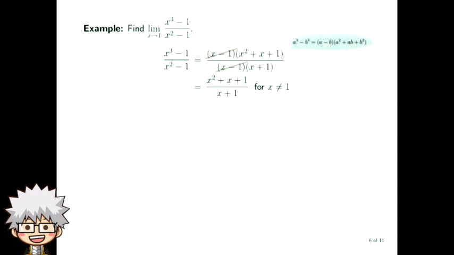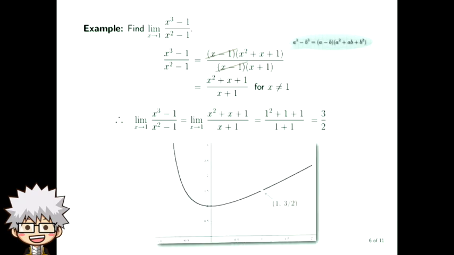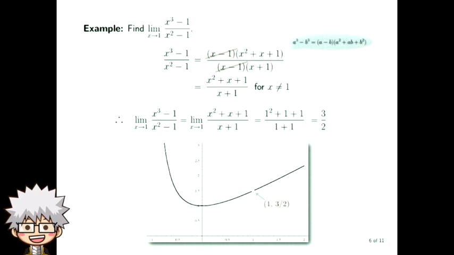Therefore, since these functions agree for all x near 1, they will have the same limit as x approaches 1. And the limit of our new function is very easy to find since the denominator of that expression does not approach 0. So the limit is equal to the value of the numerator at 1 divided by the value of the denominator at 1, and we find that the limit is 3/2. This is the graph of the function. Notice that there's a hole in the graph at the point 1, 3/2. This is because the function is undefined at 1, and its limit as x approaches 1 is 3/2.